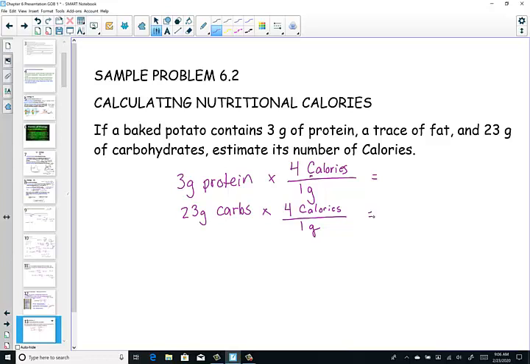So 3 times 4, that I can do in my head, that's 12 calories of energy being released from the 3 grams of protein. But I have to hit my calculator for 23 times 4, that's 92 calories of heat being released for ingesting the carbohydrates. And so the total calories in my baked potato is 92 plus 12, and that gives me 104 nutritional calories. And so I write that with a capital C. About 100 calories to eat a baked potato. Not too bad.